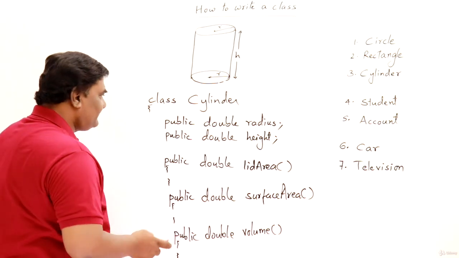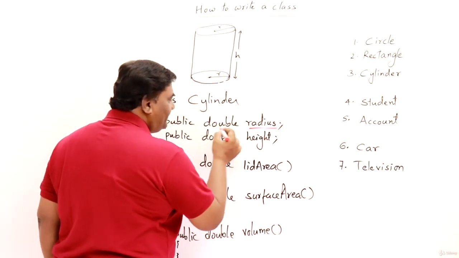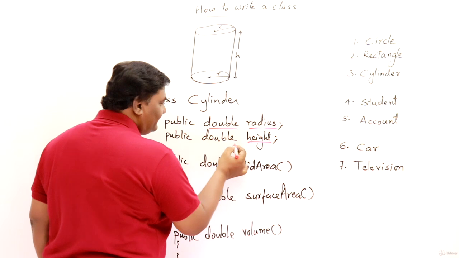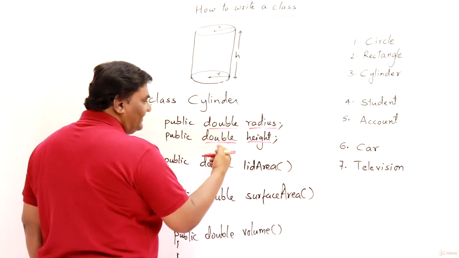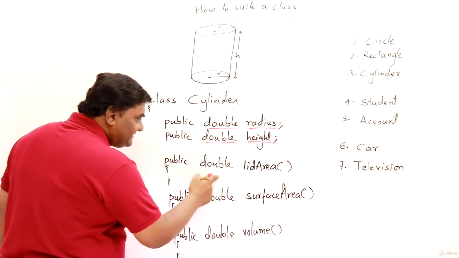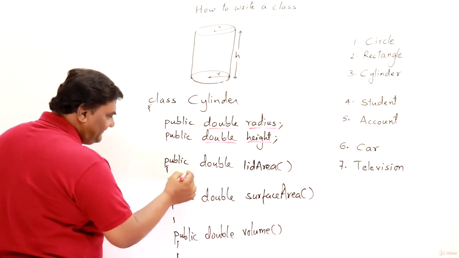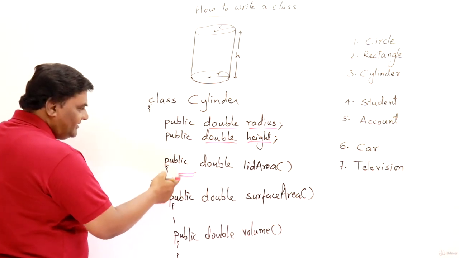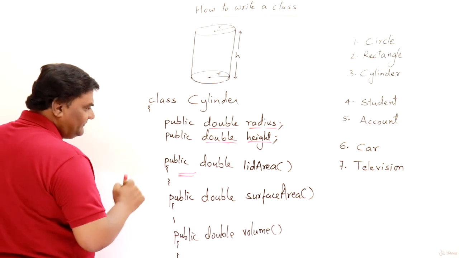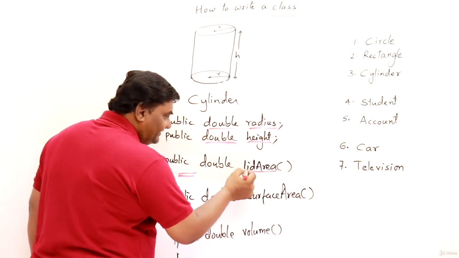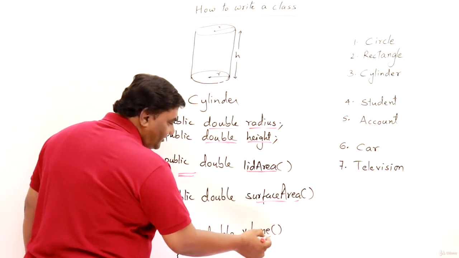I have already written a class. Radius, data member, it's a property. Height, data member, it's a variable, right? It's a property. Now this is a method. Brackets are there, so it's a function, a method. Flower brackets are there, so it will have its body. I have not written the definition of the method. This is a method: lid area, surface area, volume.